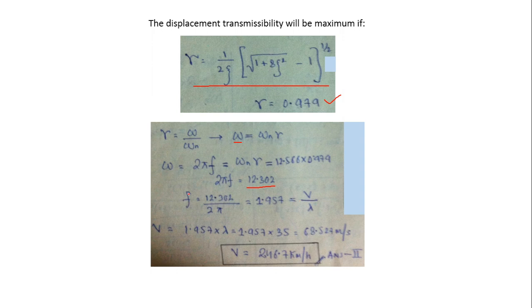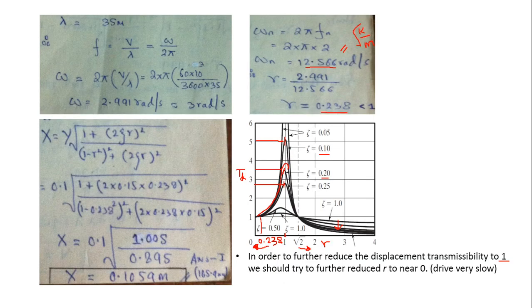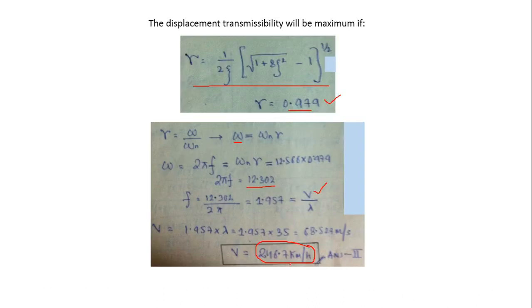1.957, and from this we can find the new velocity of the car, which comes out to be 246.7 kilometer per hour. Now this is a very large value, and it's very difficult to achieve. Even if you are driving a car with this velocity, 246.7 kilometer per hour, you are still not able to reach r equals 1. So if you want to increase the value of r greater than root 2, you have to drive faster than this value. So this is not feasible.